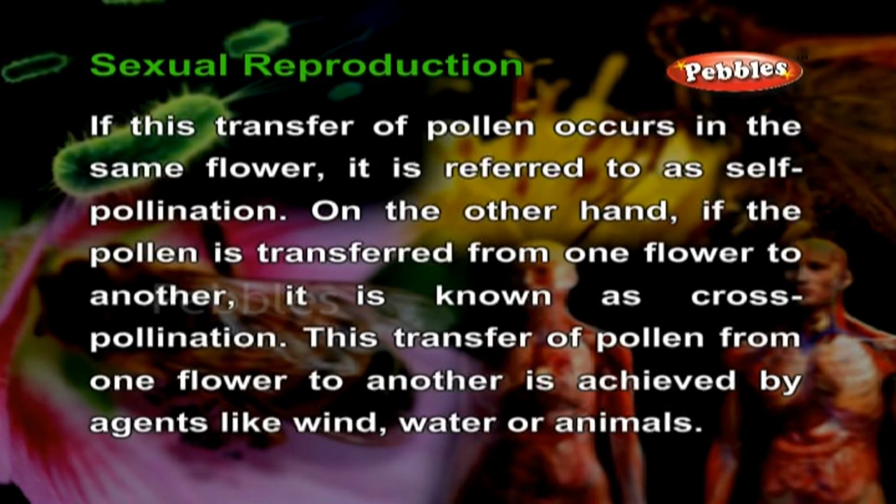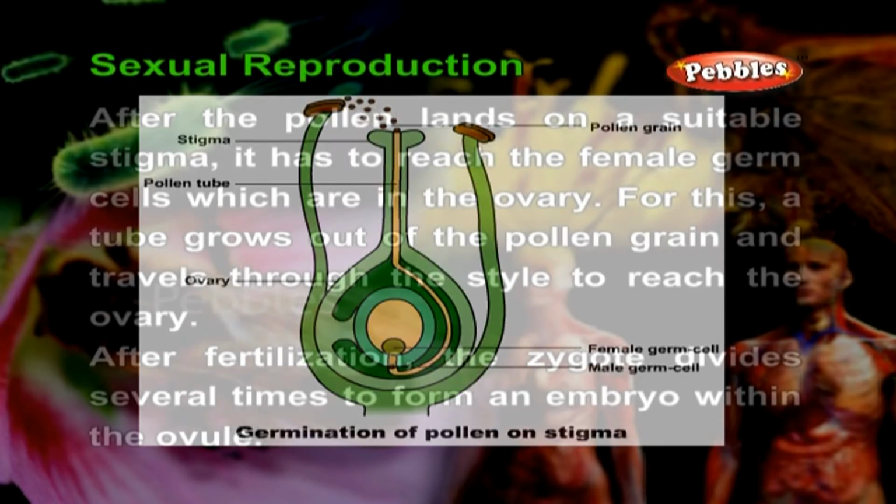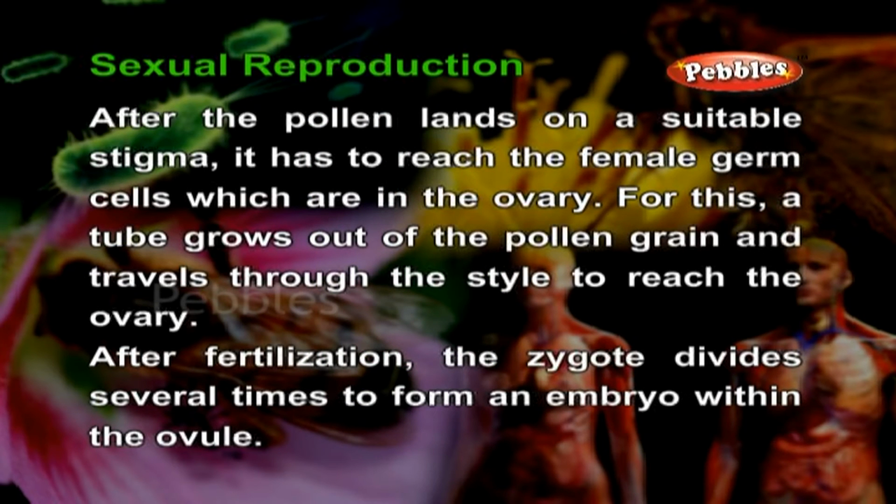If this transfer of pollen occurs in the same flower, it is referred to as self-pollination. On the other hand, if the pollen is transferred from one flower to another, it is known as cross-pollination. This transfer of pollen from one flower to another is achieved by agents like wind, water, or animals. After the pollen lands on a suitable stigma, it has to reach the female germ cells which are in the ovary. For this, a tube grows out of the pollen grain and travels through the style to reach the ovary.